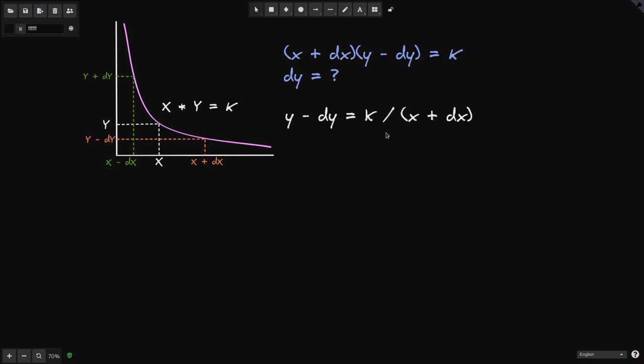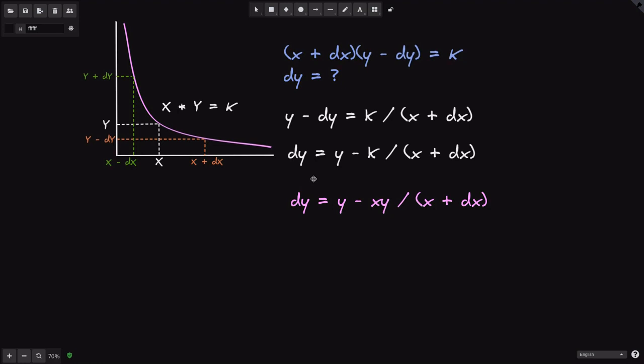We can do simple algebra. Divide both sides of the equation by X plus dx, and you get this equation over here. Bringing Y over to the right side of the equation and flipping signs, we get dy is equal to Y minus K over X plus dx. And that is our equation for how to find dy. In other words, the amount of Y tokens that we'll get for selling dx amount of X tokens.